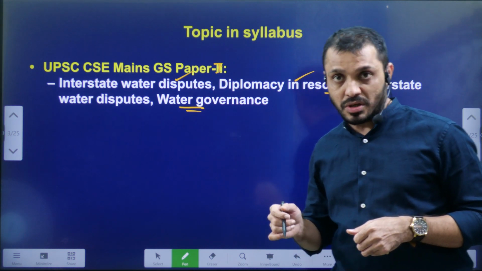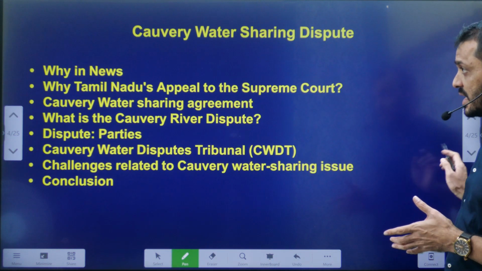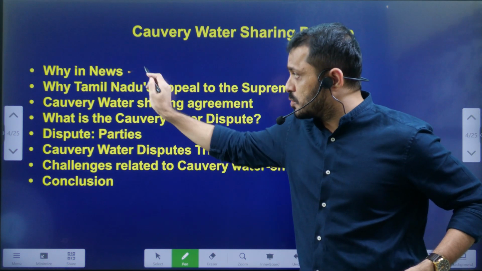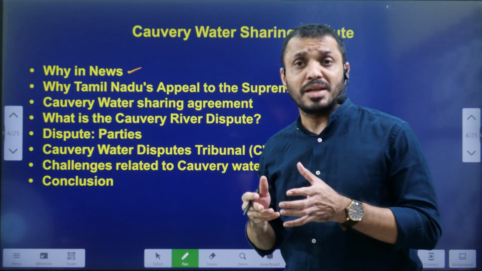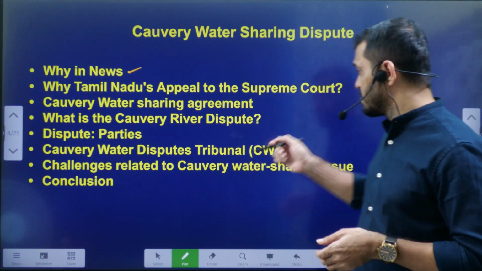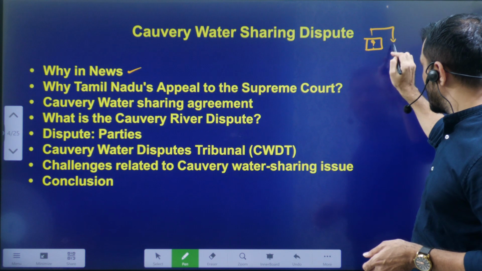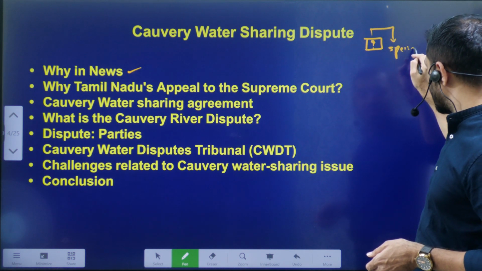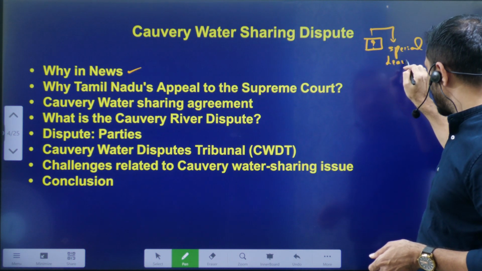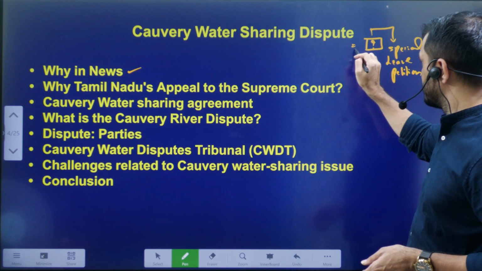Now let us go to the video components. What issues are we going to discuss here? First we will discuss why it is in the news. Tamil Nadu approached the Supreme Court through a special leave petition. Tell me students, in the Indian Constitution, which article deals with the special leave petition? Put your answer in the comment section.